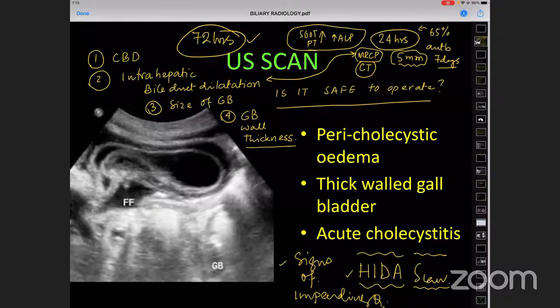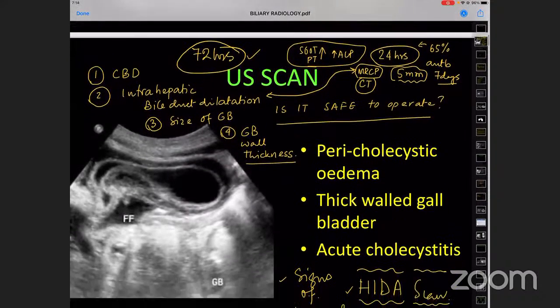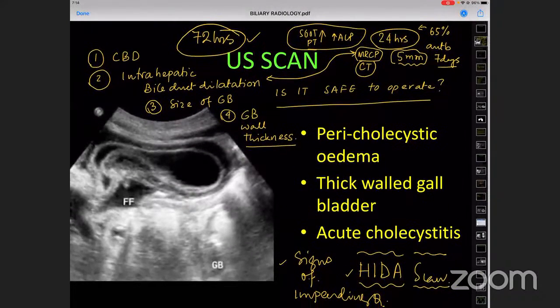Okay, yes, Avik. So now you see two surgeons. I prefer a CT, Dr. Bakshi prefers an MRCP. So both of us are fighting. You will have the final say.